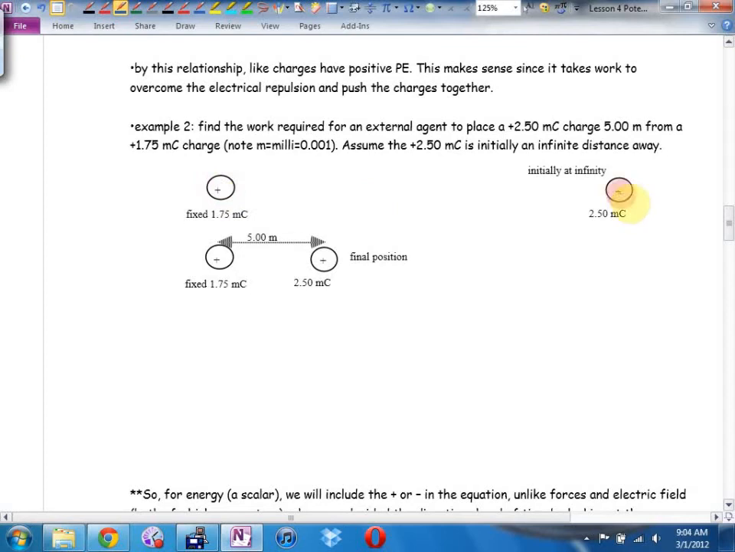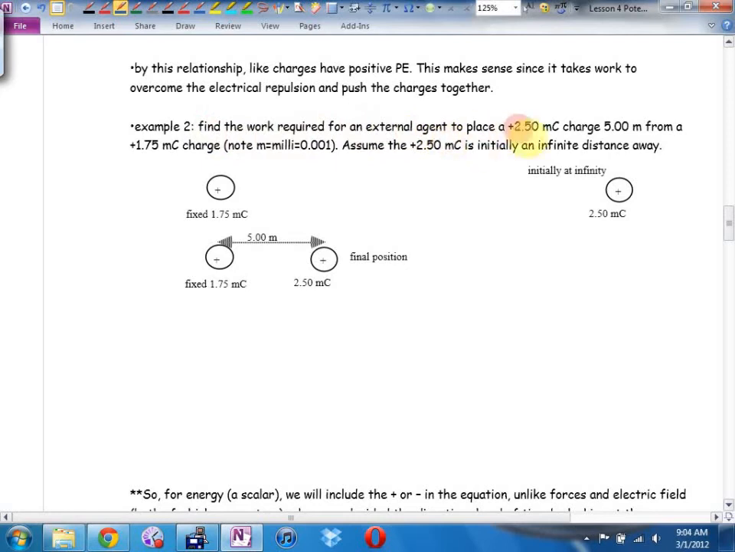Does this charge want to move closer to this fixed positive charge? Well, what's the polarity of this charge, positive or negative? So does it want to fall to the left? Which means if I want to move it to the left, I've got to do work. Those little invisible angels, or whatever the outside force is, has to do some work because we're pushing, pushing, pushing, pushing, pushing.